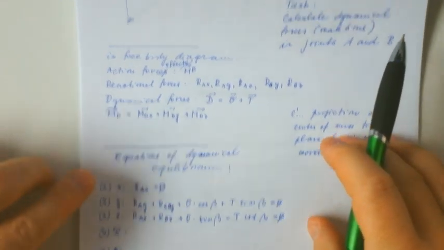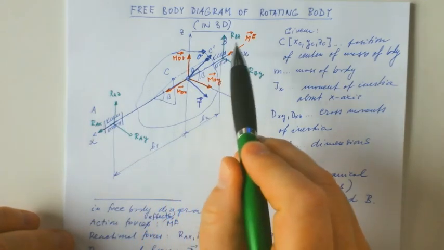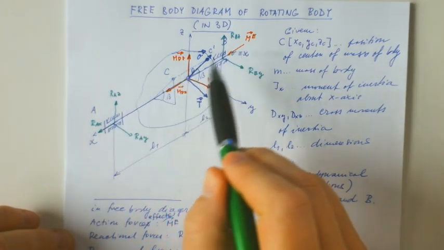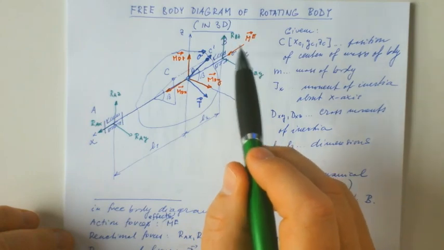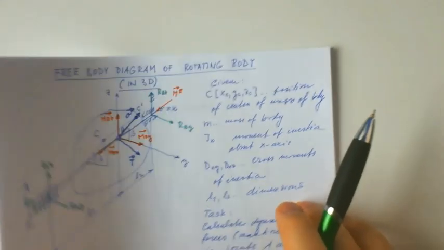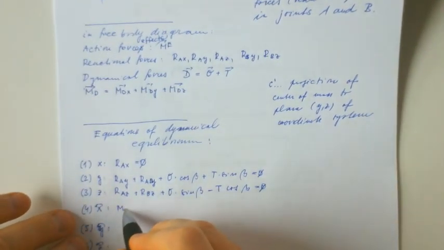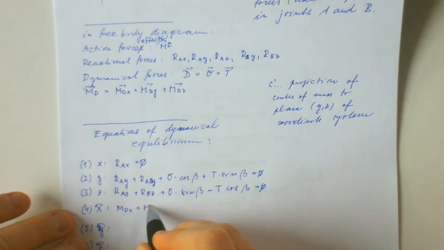So let's see which moments are acting around axis x. So there is ME as an action moment and MDX as a reaction moment. So we can write that MDX plus M external is 0.